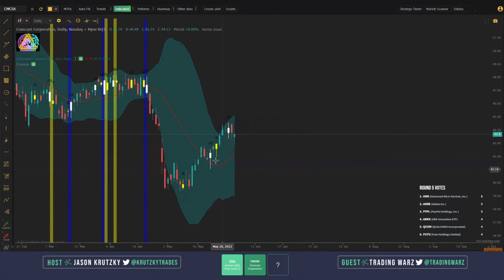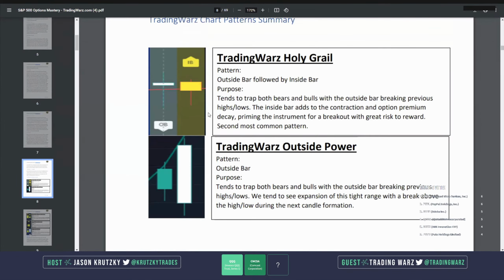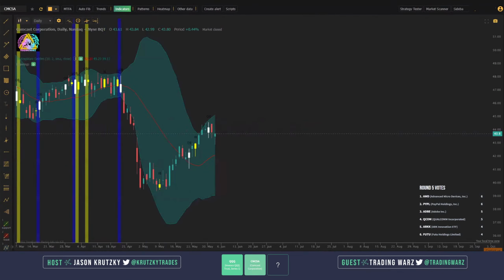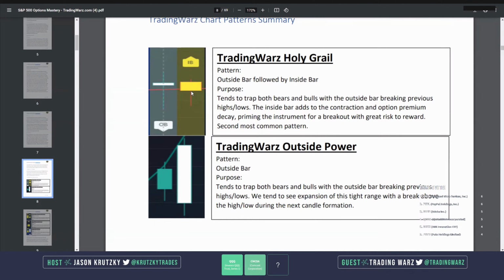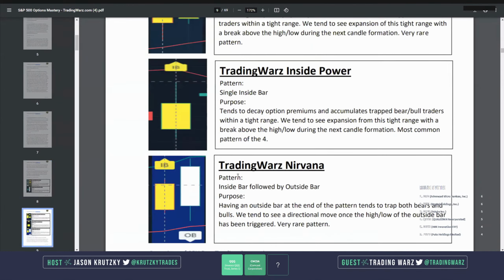Real quick, for anybody who's just getting into the show, can you very briefly touch on what the different candle patterns are? Yeah, sure. Basically here I have yellow bars and white bars. Yellow bars are inside bars, white bars are outside bars. The combination of them creates the Holy Grail, which is an outside and an inside, or a Nirvana, which is the reverse, inside, outside. And the double inside is just two consecutive inside bars.